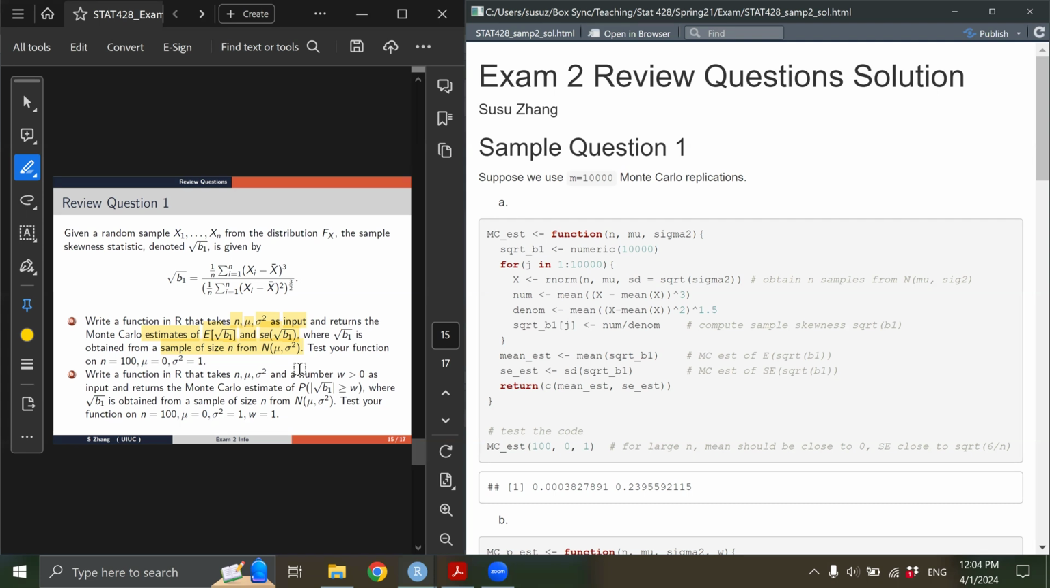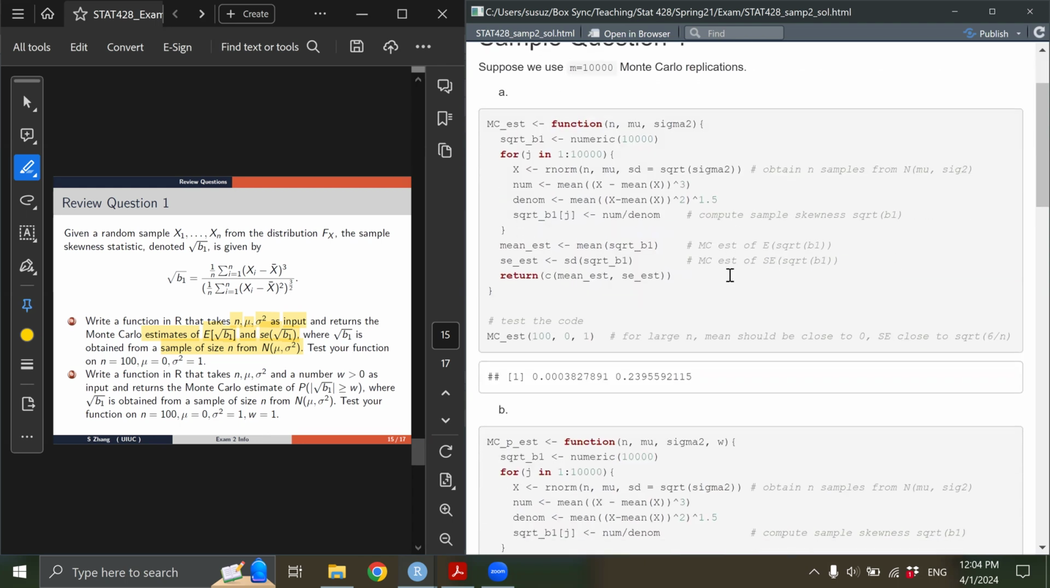The idea is that in each replication, we generate a sample of size n from this normal distribution with mean mu and variance sigma squared. We compute the sample skewness, and then across the 10,000 replications, we take the average or the standard deviation, which gives us the two estimates we're interested in. So here's the code for part one.